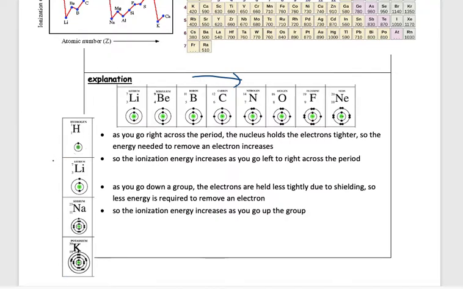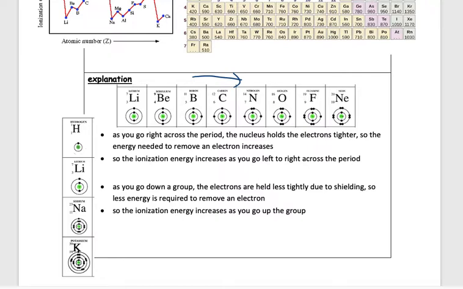If you are increasing that distance away from the nucleus, the nucleus is not going to be able to hold on to those electrons as well. So that's why as you go down, the ionization energy decreases. It takes less energy to remove these electrons. Okay.